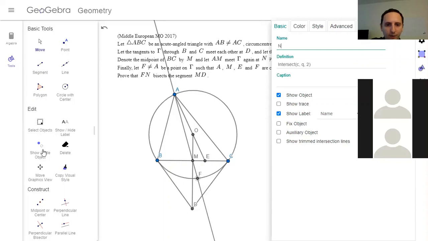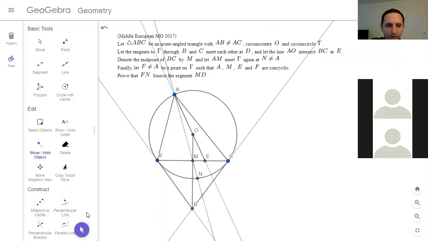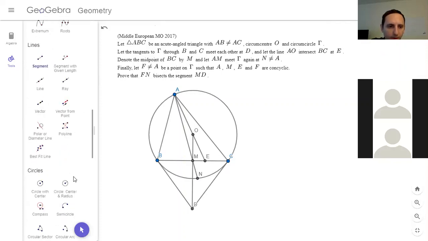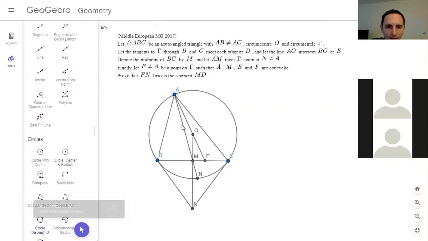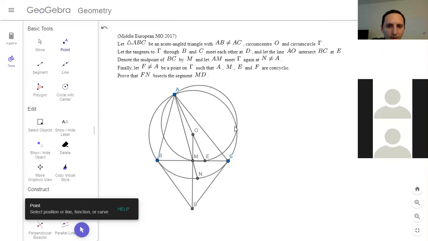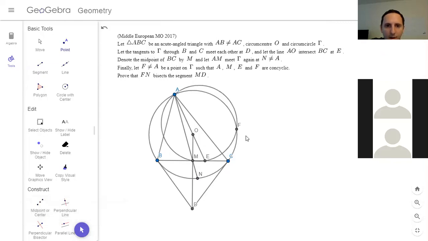I don't know if symmedians will trivialize this, but we'll see in just a second. Let F be the point so that AMEF is cyclic. I can do that. Prove that FN bisects MD.